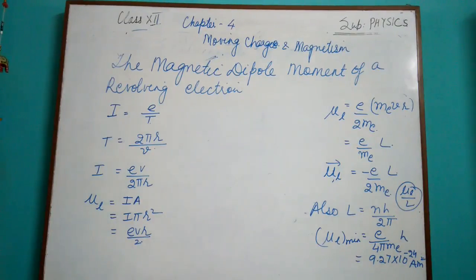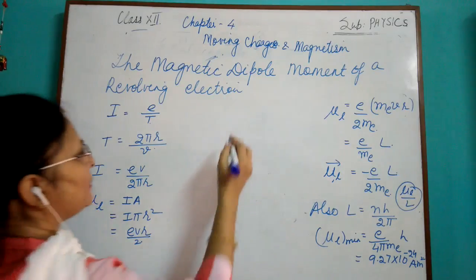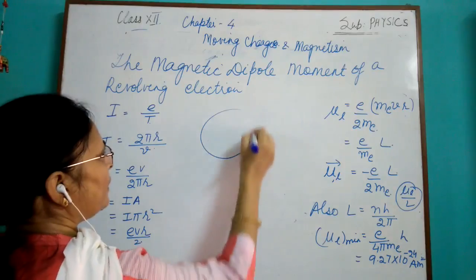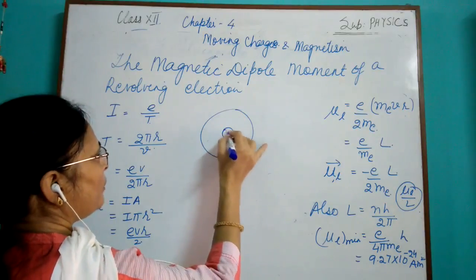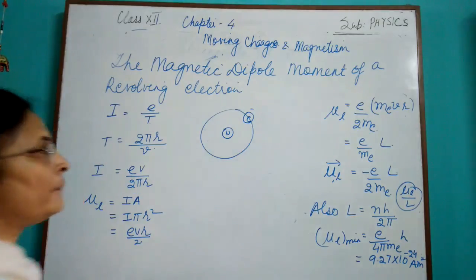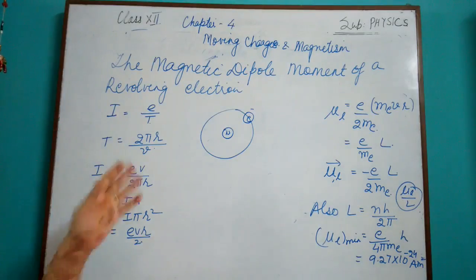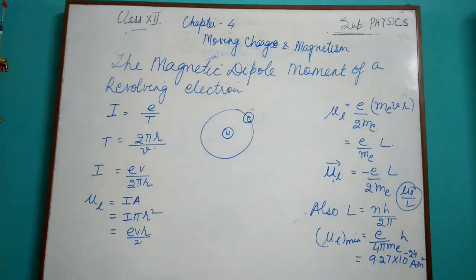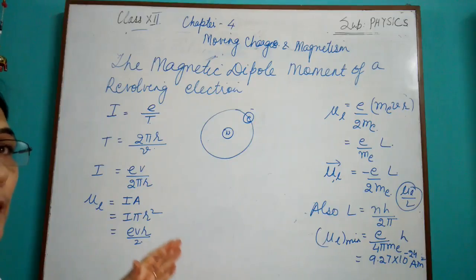The next topic is the magnetic dipole moment of a revolving electron. Consider a revolving electron. In every atom the electron is revolving. This is, say, the nucleus, and the electron is revolving around the nucleus. I want to find out its magnetic dipole moment, that is M is equal to I into A. We will also find out the relation between angular momentum and the magnetic moment.